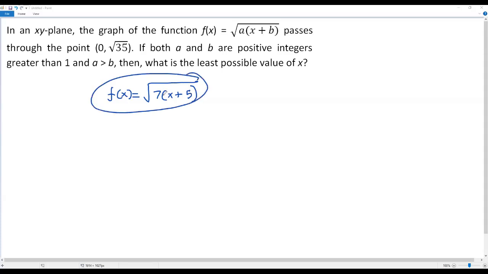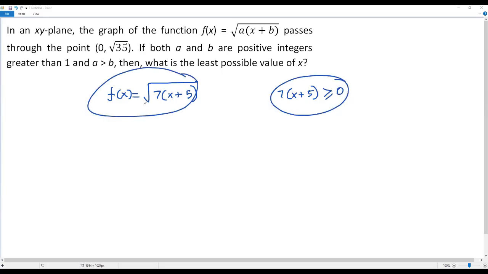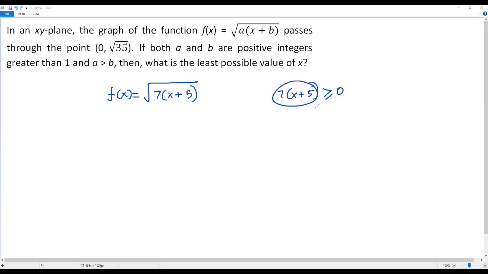Now we have a square root function. Whenever we have a square root, the value inside the square root has to be either 0 or positive. We can never have a negative value inside the square root. In case we have a negative value inside the square root, it will be considered imaginary. In that case, f of x will be considered undefined. If I want f of x to be defined, then the value inside the square root has to be 0 or positive. That is 7 times x plus 5 greater than or equal to 0. Actually, this is the domain of this function. The domain is the values of x for which f of x is defined. So here f of x is defined when 7 times x plus 5 is greater than or equal to 0.